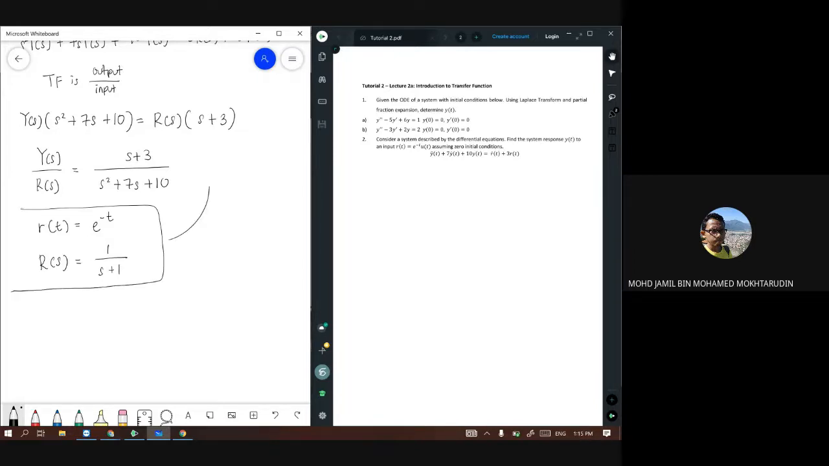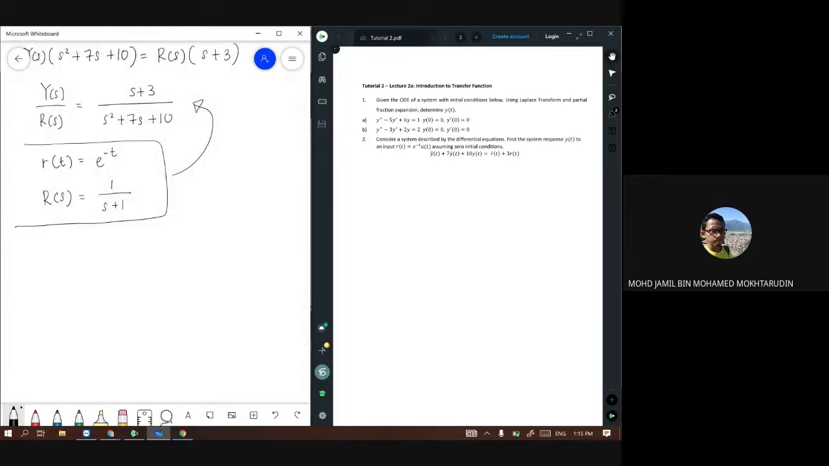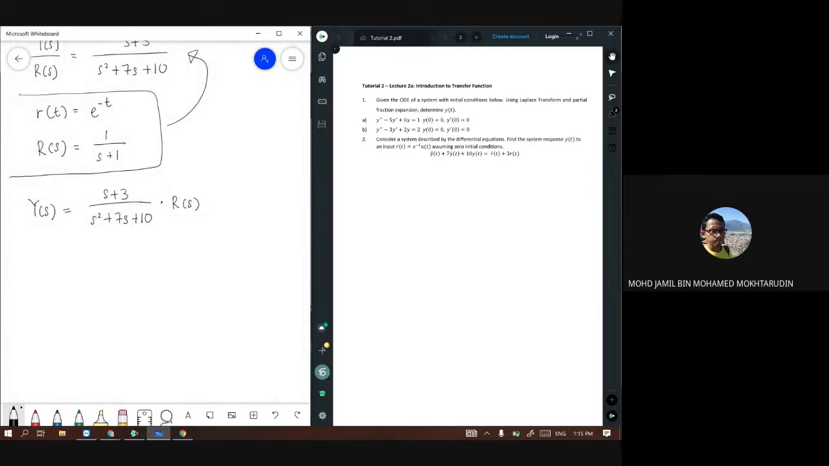Then substitute this into the transfer function. So you get YS equals S plus 3 over S squared plus 7S plus 10 times RS. Substitute: S plus 3 divided by S squared plus 7S plus 10, times 1 over S plus 1.